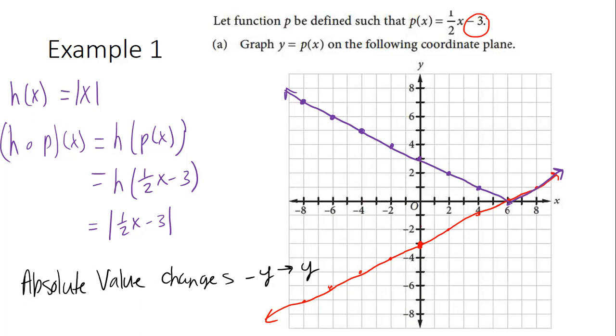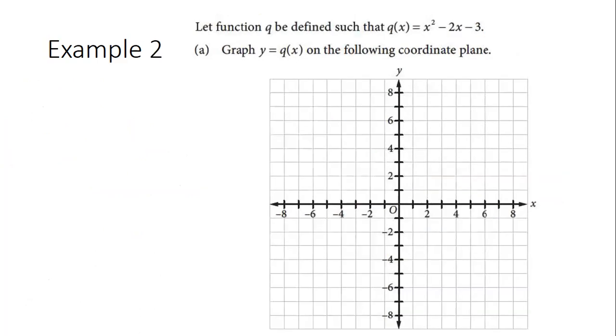All right. So we're going to do a non-linear example and go from there. Are we okay with doing a non-linear example? Okay. So we're going to do a quadratic. So you're going to write down q of x. So we've had p of x. Now we have q of x. And q of x equals x squared minus 2x minus 3.